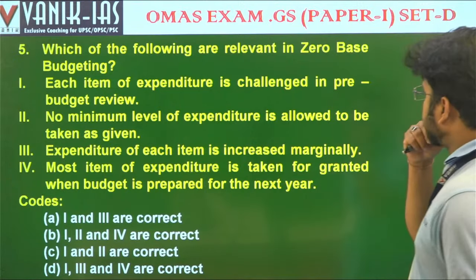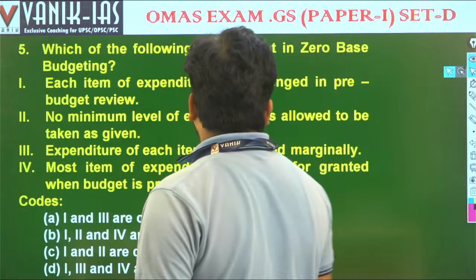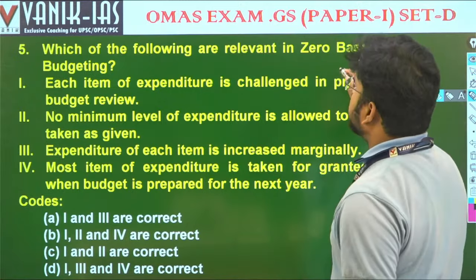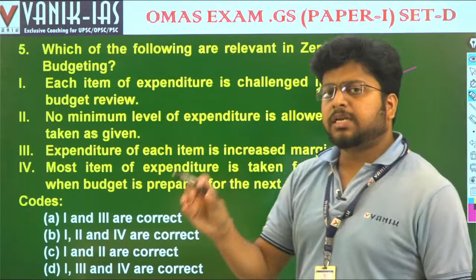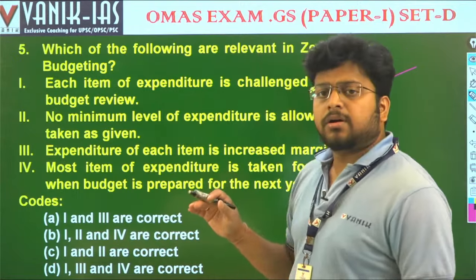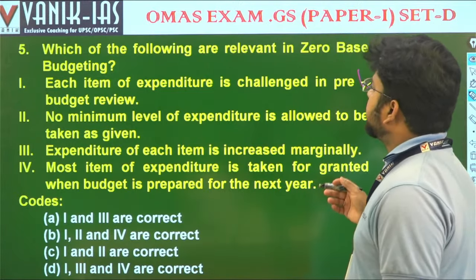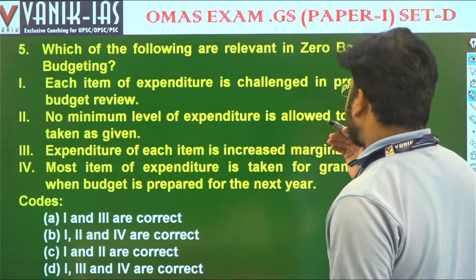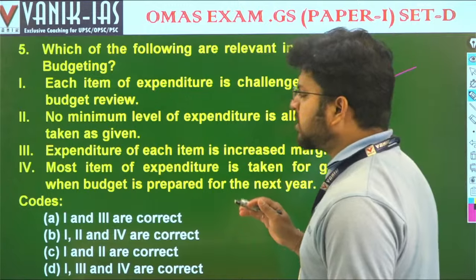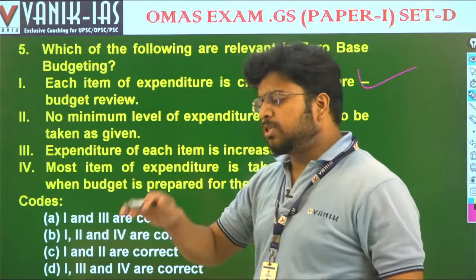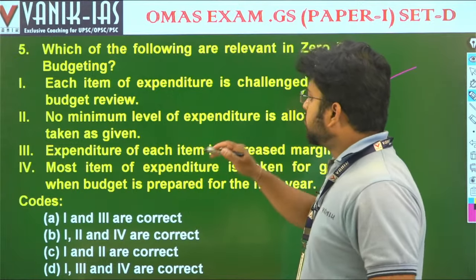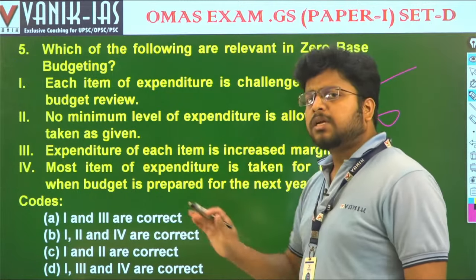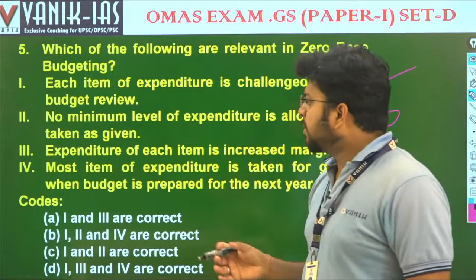Then question number 5. Zero based budgeting. Each item of expenditure is challenged in pre-budget review. This is right. In case of zero, pre-budget review means every expenditure is challenged. It starts from zero, right? Next, no minimum level of expenditure is allowed to be taken as given. Yes, because zero budgeting means everything will be considered from zero. So there is no minimum level of expenditure. You can allocate anything to any dimension, any amount of money can be allocated.